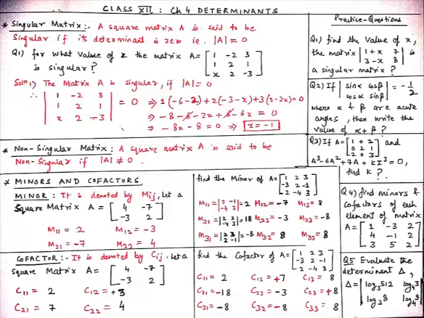Students, a square matrix A is said to be singular if its determinant is equal to 0. To understand this, let's take a question in which we have to find the value of x. Our matrix A is [1, -2, 3; 1, 2, 1; x, 2, -3], and this matrix A is singular. As we know, in a singular matrix, the determinant is always equal to 0.